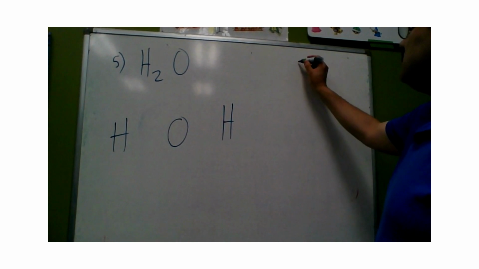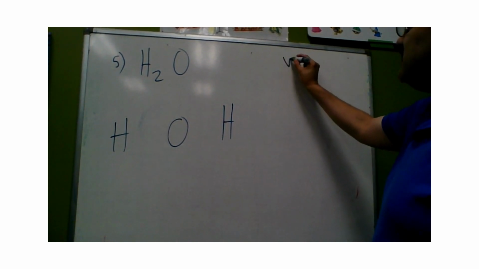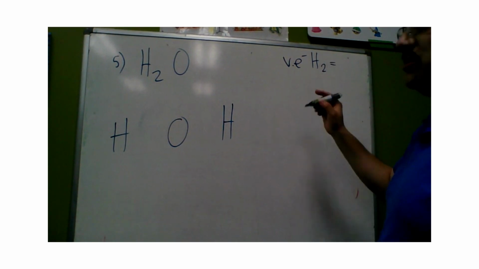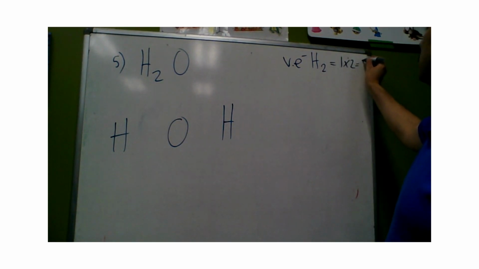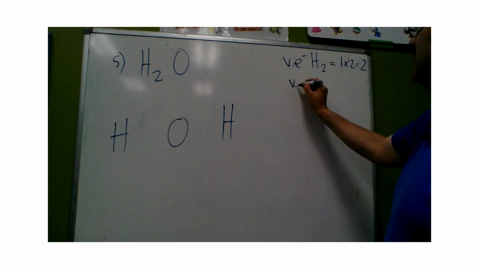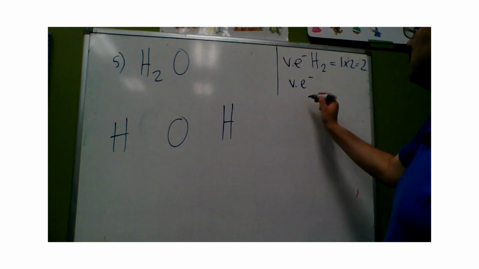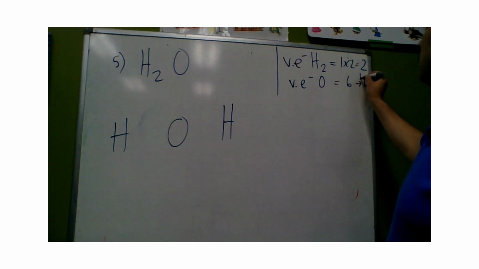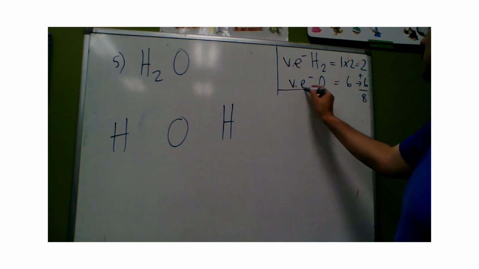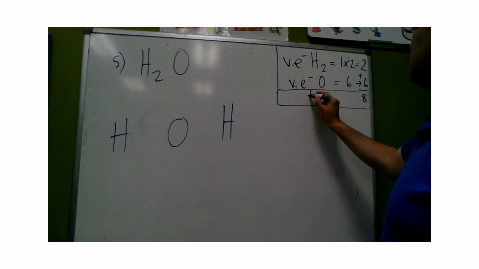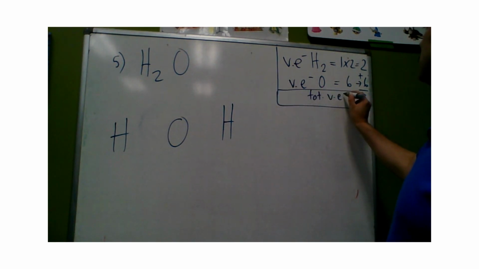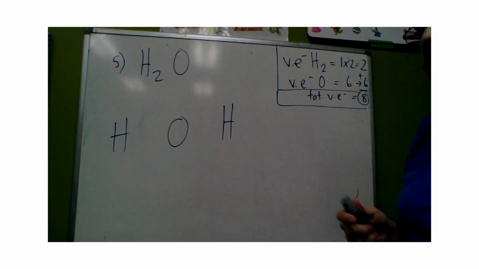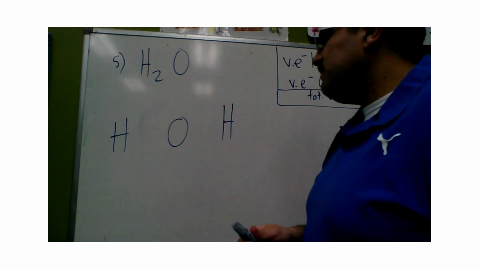Okay, so the valence electrons for hydrogen. Well, there's 2 of those. 1 times 2 is 2. The valence electrons for oxygen equals 6. We add and we get 8. Okay, so total valence electrons equals 8. Okay, so now let's put that over here on our Lewis dot structure.